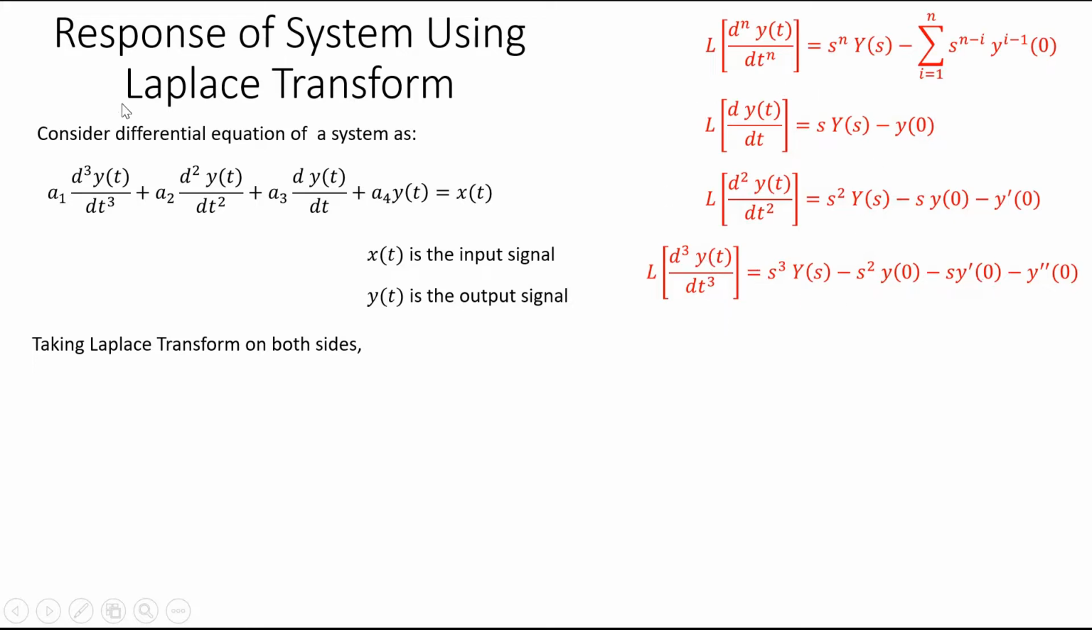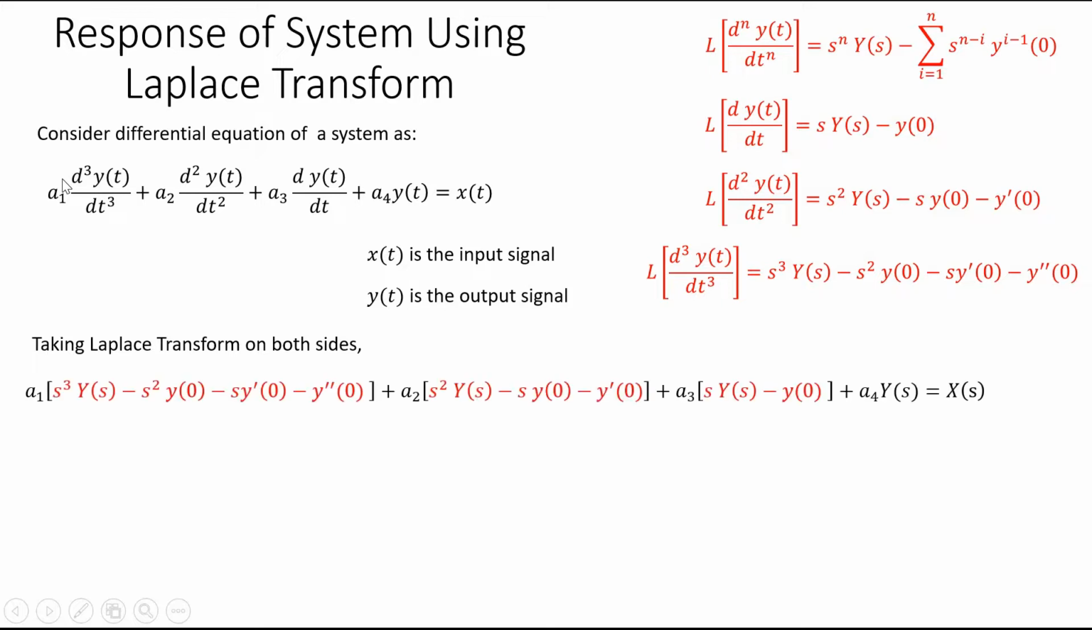So substituting this here, we can take the Laplace of d cube by dt cube of y of t as s cube y of s minus s square y of 0 minus s y dash of 0 minus y double dash of 0, plus a2 into the second order differentiation, s square y of s minus s y of 0 minus y dash of 0, plus a3 into d by dt y of t, Laplace of it is s y of s minus y of 0, plus a4, Laplace of y of t is y of s, and x of t, the Laplace of x of t will be x of s.